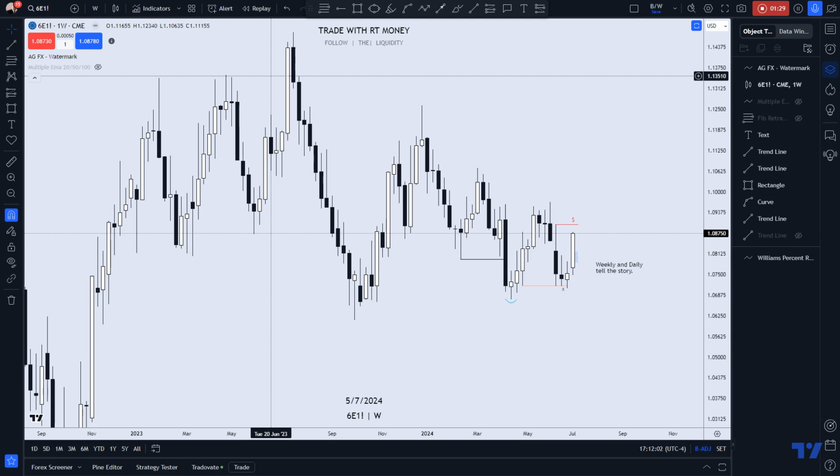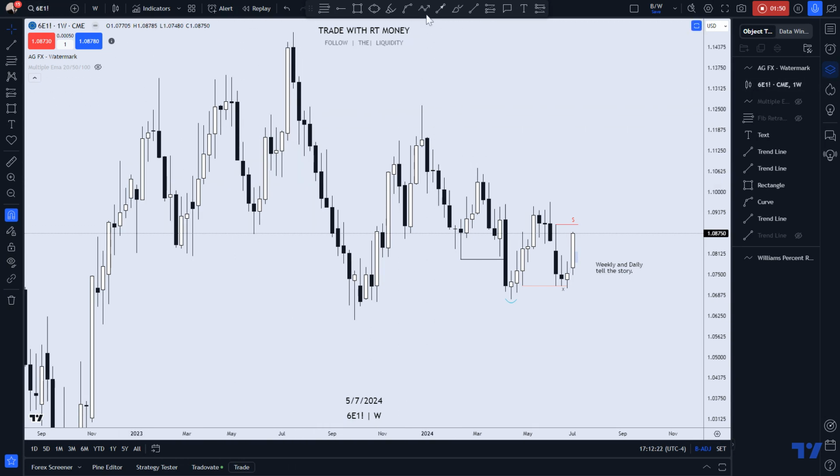the futures versions are CAD US dollar, Japanese yen US dollar, and which one did I forget? The Swiss franc US dollar. But I'll make this easy for you when we get to them. You'll see. All right, so let's start off with the euro US dollar.